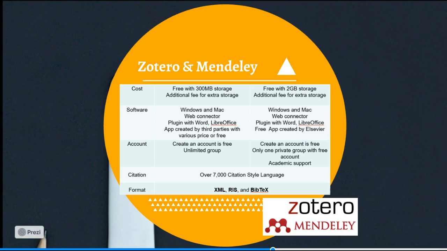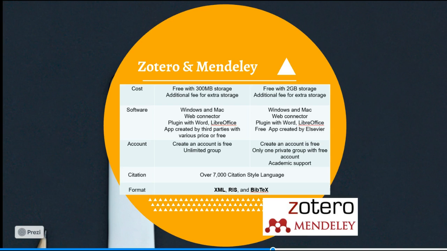For the app, Zotero's app is created by third parties with various prices or free. And Mendeley's free app is created by Elsevier, because Mendeley is owned by the database company Elsevier. And they both have a free account.